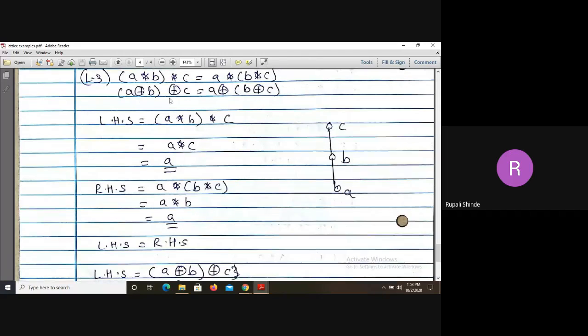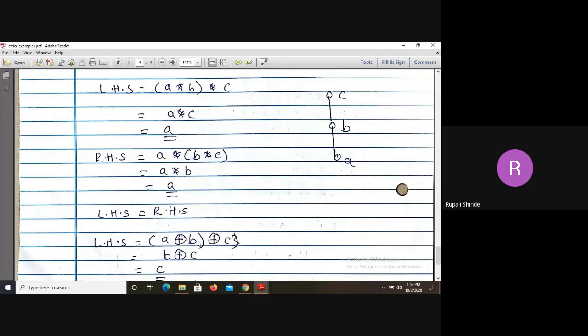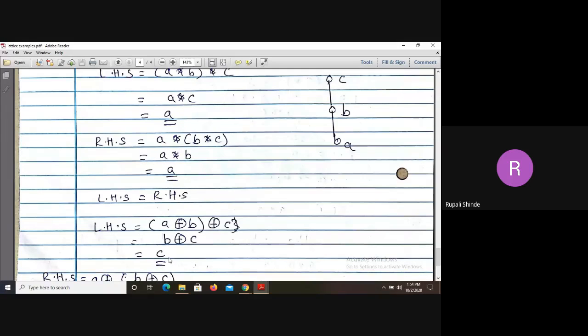So let us consider LHS for this join operation, and that is in bracket A XOR B, XOR C. First of all we will solve this bracket A XOR B. What is the meaning of A XOR B? Least upper bound of A and B, and its value is B. So again we have to take XOR operation with C. So B XOR C means least upper bound of B and C, and the value is C. So the value for LHS is C.